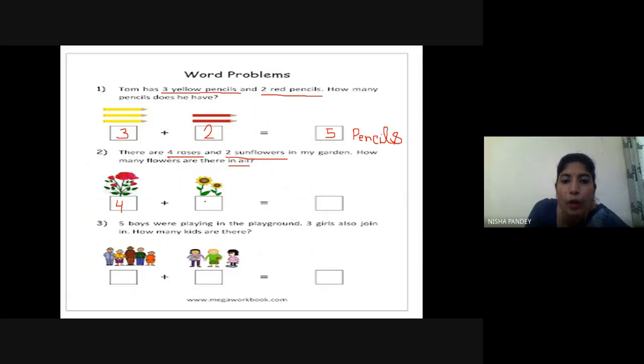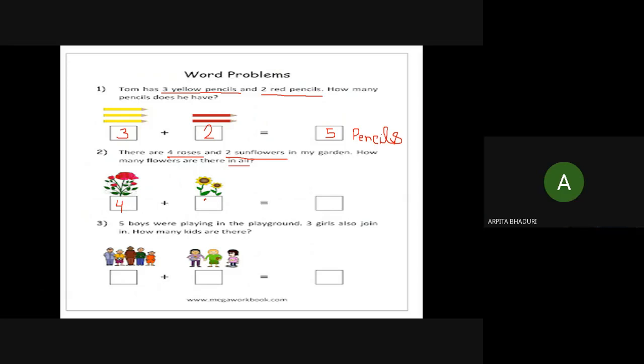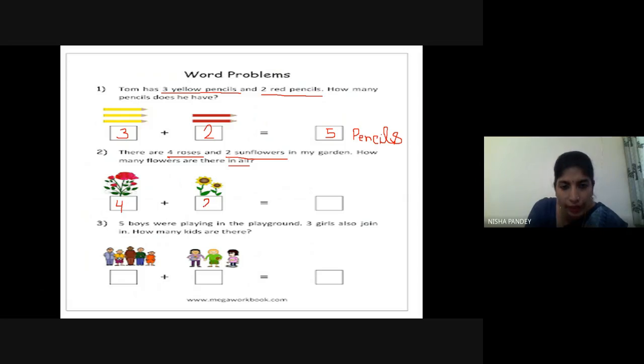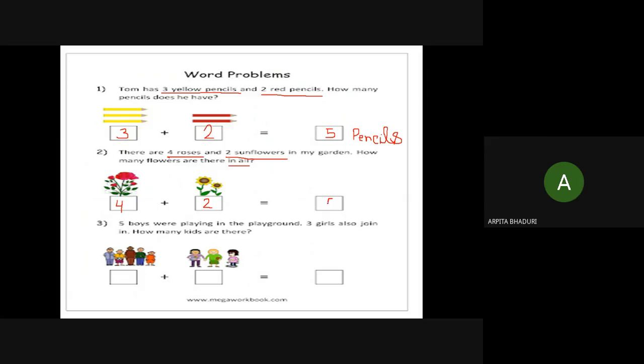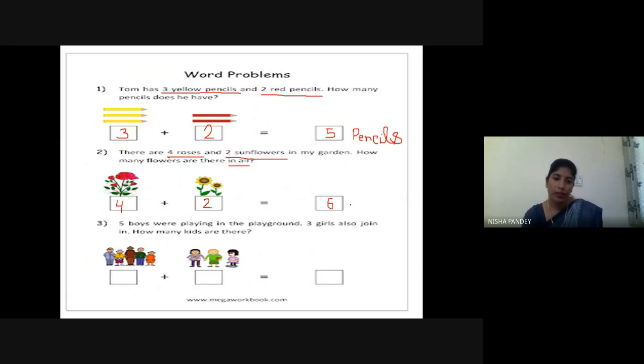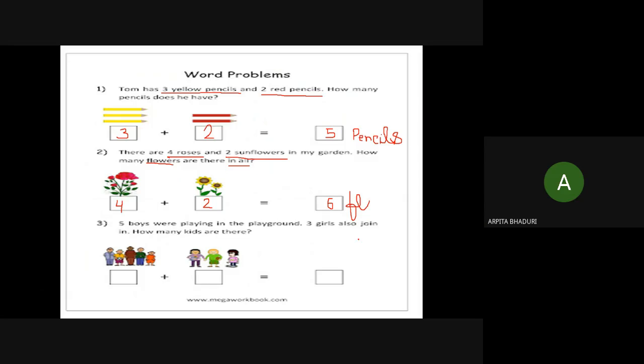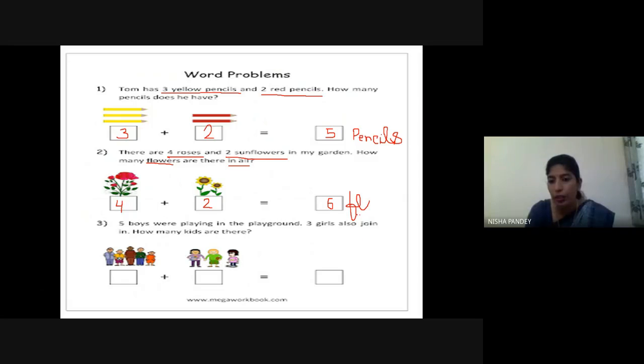And how many sunflowers were there? Ma'am, 2. Yes, two. So 4 plus 2 is equal to how many flowers together? Ma'am, 6. Very good. So what will we write? 6, and we will write here flowers also, right? Spelling is given here, so I'm not going to write. Just keep in mind we have to write the unit also. That is important. Now let's see the last one.